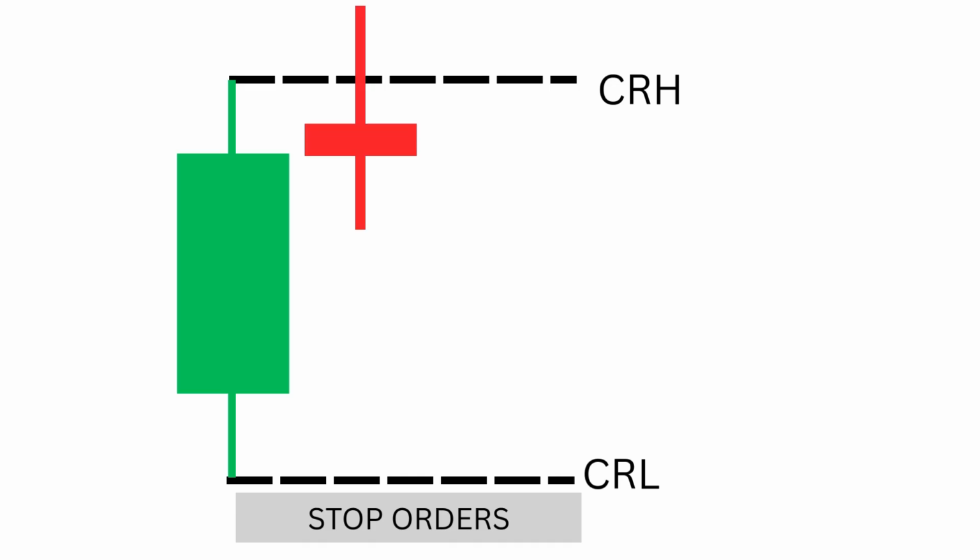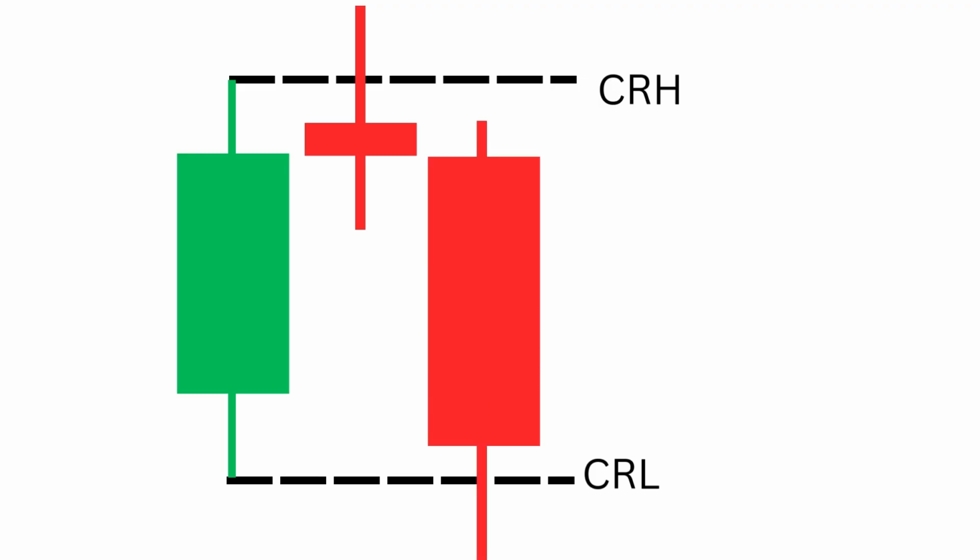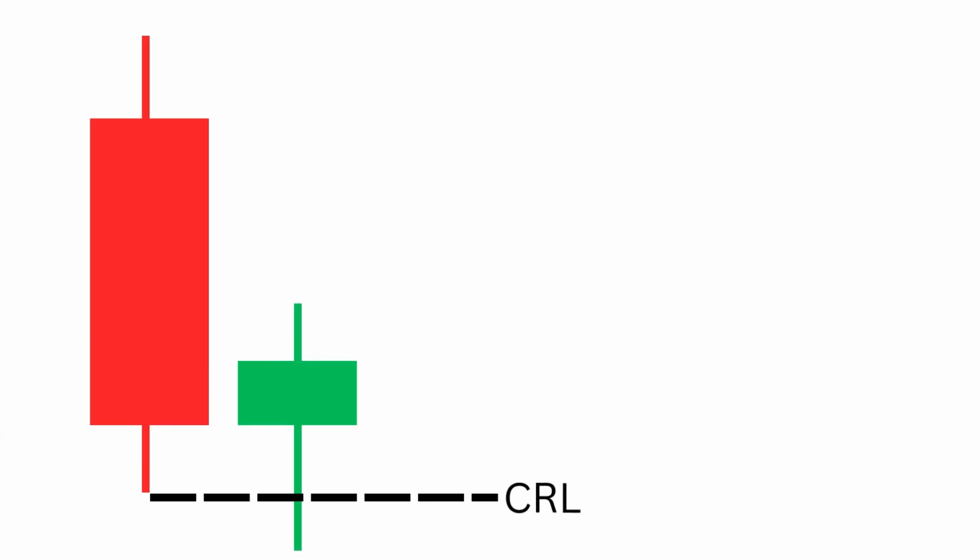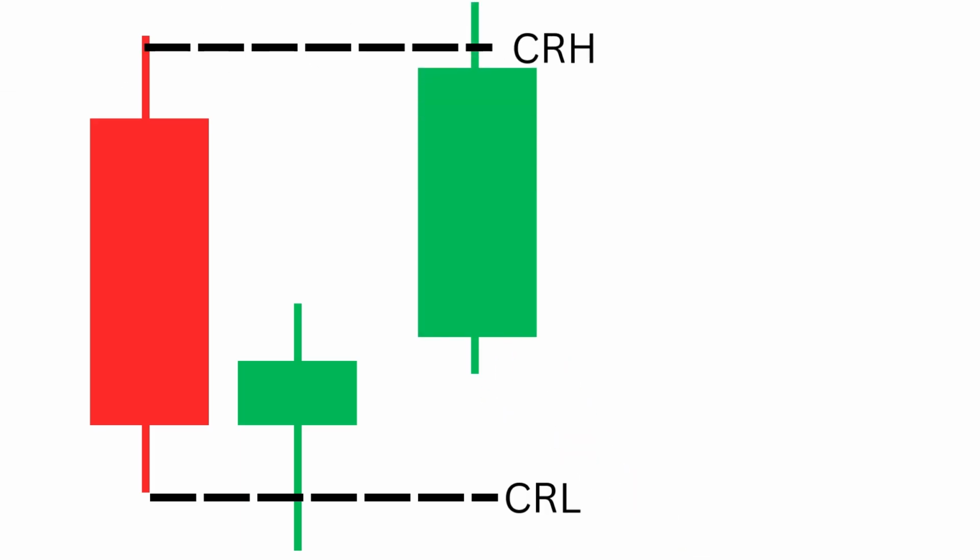If price sweeps the candle range high and closes below it, there is a high probability that price will expand lower to seek the liquidity nested below the candle range low. On the flip side, if price sweeps below the candle range low and closes within the range, there is a high chance that the market will rally up to seek liquidity nested above the candle range high.